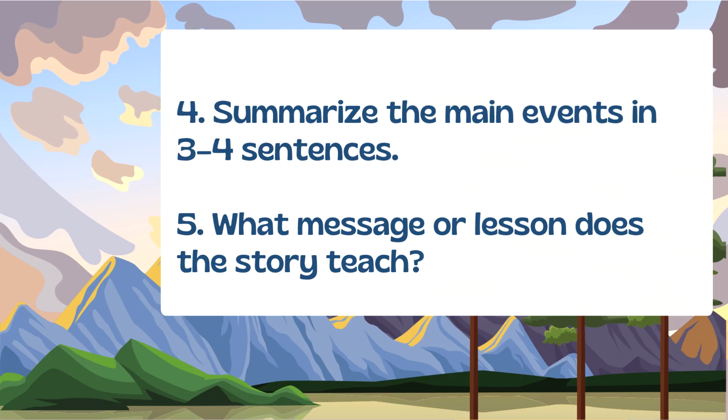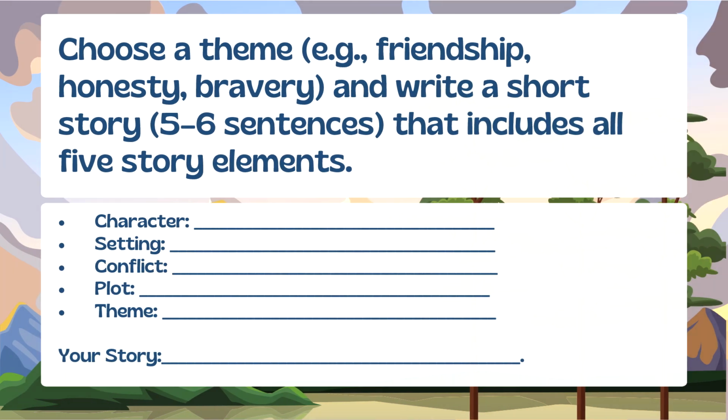4. Summarize the main events in 3 to 4 sentences. You can do that on your own. And 5. What message or lesson does the story teach? I guess it's still about bravery, the courage to speak out. Choose a theme like friendship, honesty, bravery, and write a short story, 5 to 6 sentences, that includes all 5 story elements, like character, setting, conflict, plot, and theme. You can do that on your own or maybe by group, by teams.